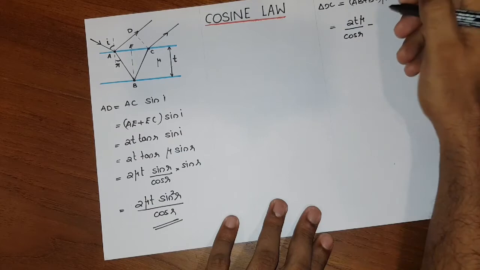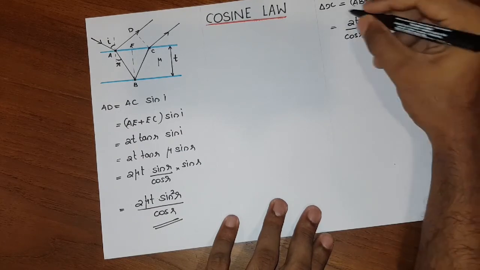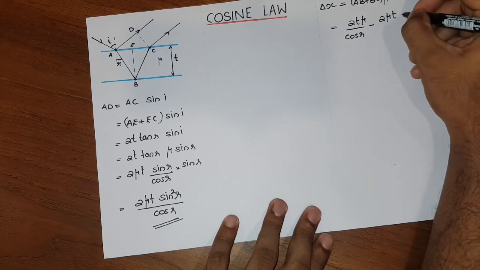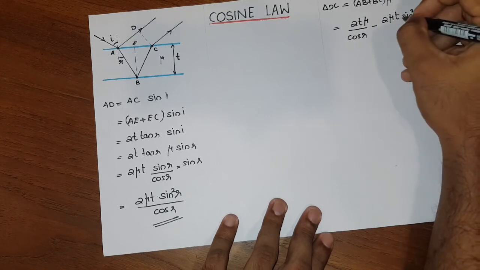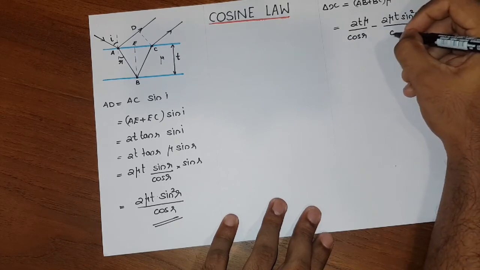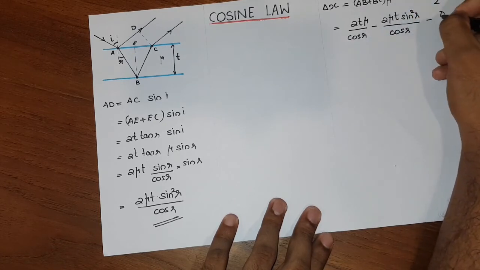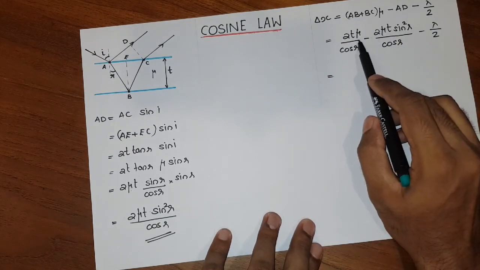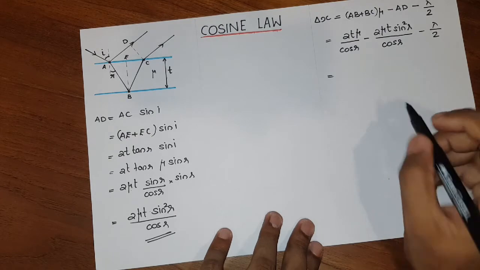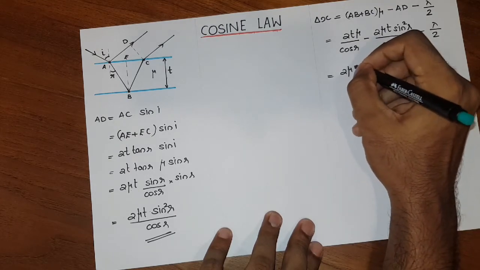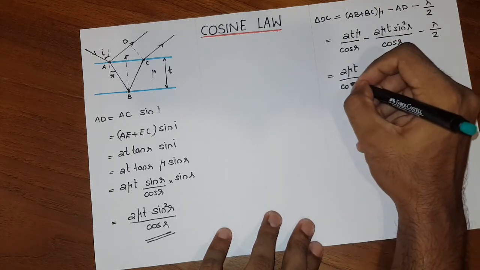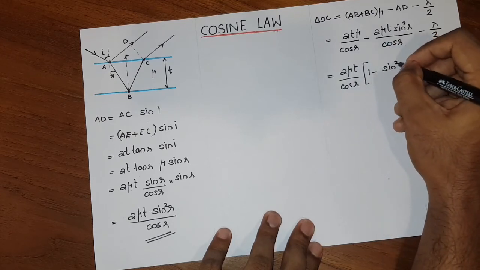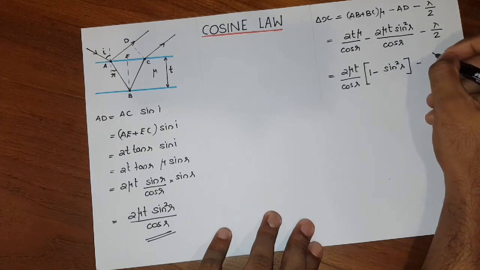Alright, now bringing this to our expression of path difference: minus 2 mu t sin square R by cos R minus lambda by 2. Then 2 mu t by cos R is common in these two terms, so I can take it out. 2 mu t by cos R into 1 minus sin square R, minus lambda by 2.